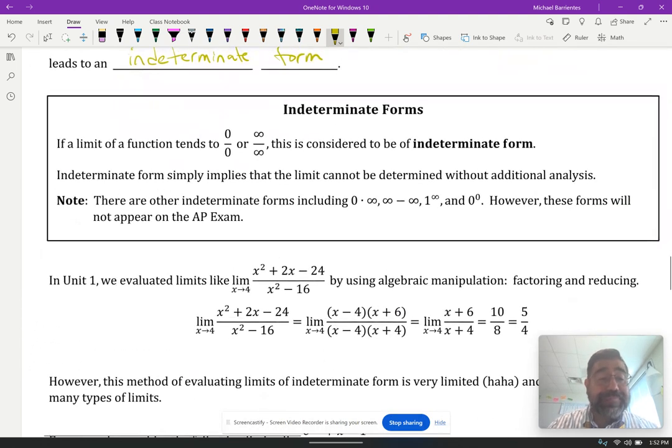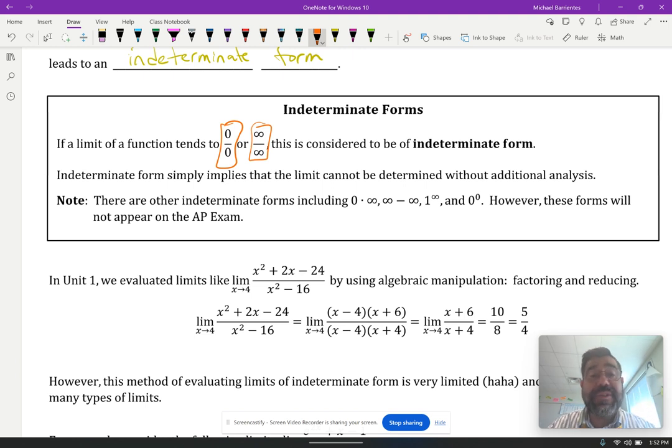I do want to point out there are other forms of indeterminate setups. One of them is 0 over 0. That's the one that we noticed happened in Unit 1. There's also infinity over infinity. That is also an indeterminate form. I can't determine what's going on because if the number in the numerator gets bigger, the whole fraction starts to get bigger. But if the number in the denominator gets bigger, then the whole fraction gets smaller. So there's a fight going on.